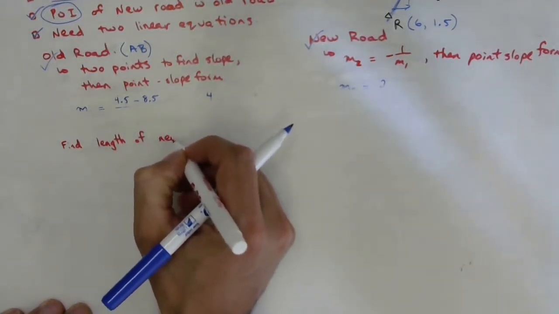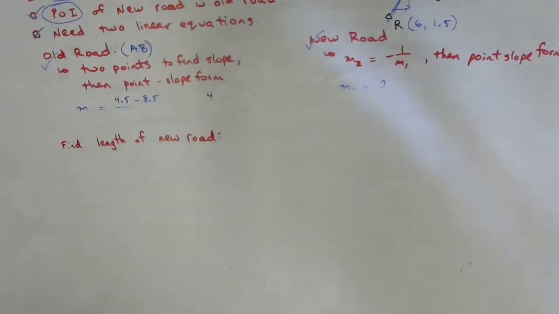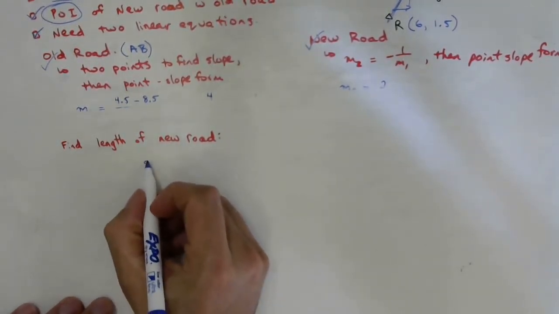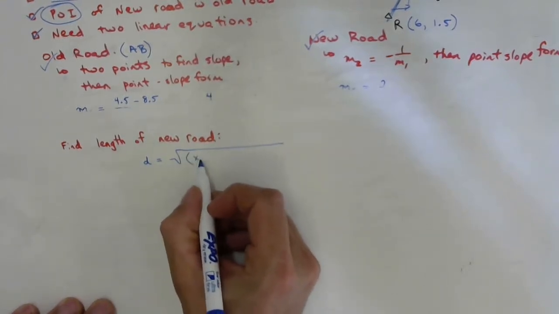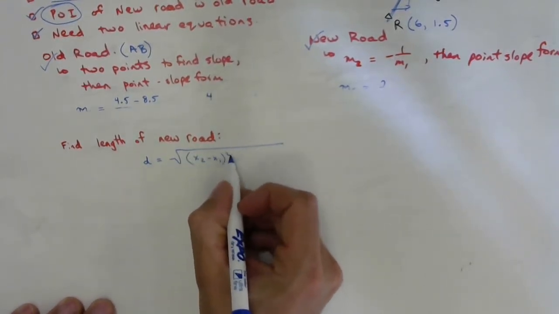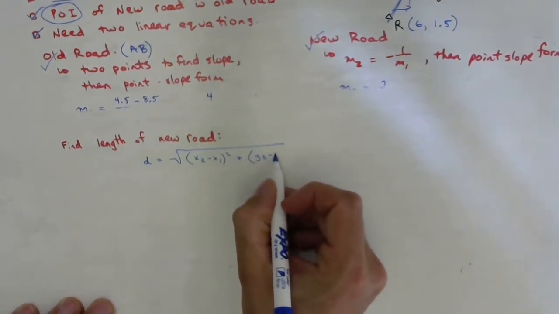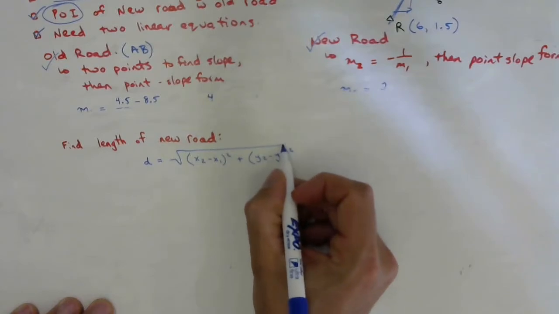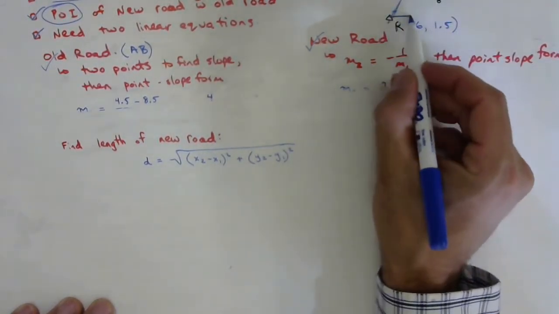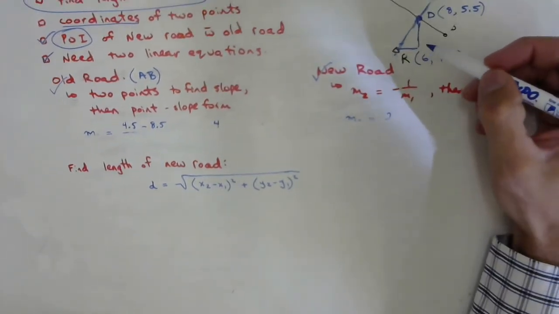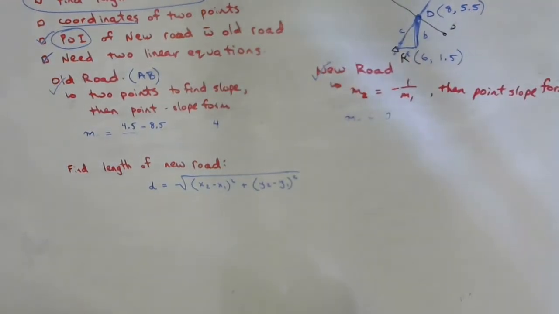of new road. In order to do that, we're going to use our distance formula or our length formula. I'm going to copy it down. I've got the difference in my x coordinates squared plus the difference in my y coordinates squared. And then I'm going to take the square root of the whole thing because that's going to give me a little right angle triangle here. And all I need to think about is a squared plus b squared equals c squared. Okay?